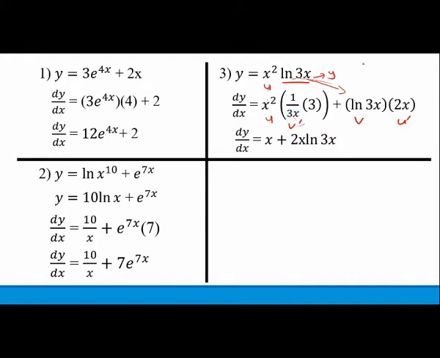If ln x, it becomes 1 over x. But if ln 3x, it is 1 over 3x, but you need to differentiate 3x, which is 3. At the end, you get that, move this one, it becomes 1 over x. 1 over 3x times 3. I know that you can eliminate this one after this one.